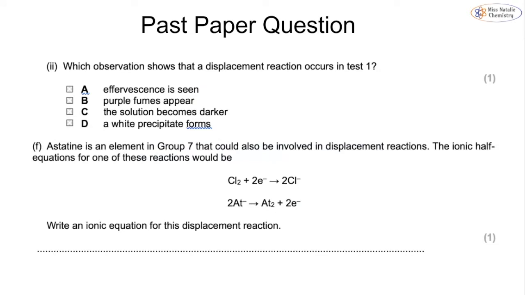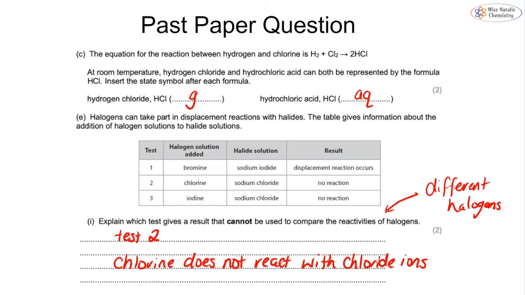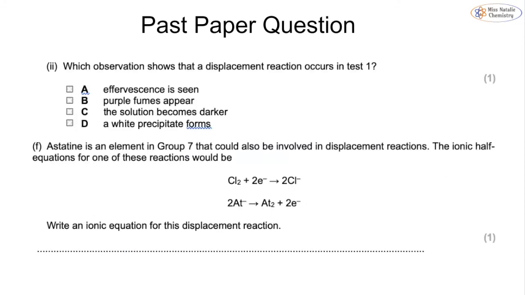For part 2, which observation shows that a displacement reaction occurs in test 1? Well, let's go back, and it says for test 1, we're showing a displacement reaction. So we have bromine being added to sodium iodide. So Br2 being added to NaI. Well, what should we form? Well, we should make NaBr because we're having the bromine take the place of the iodine. And we should form iodine solid.